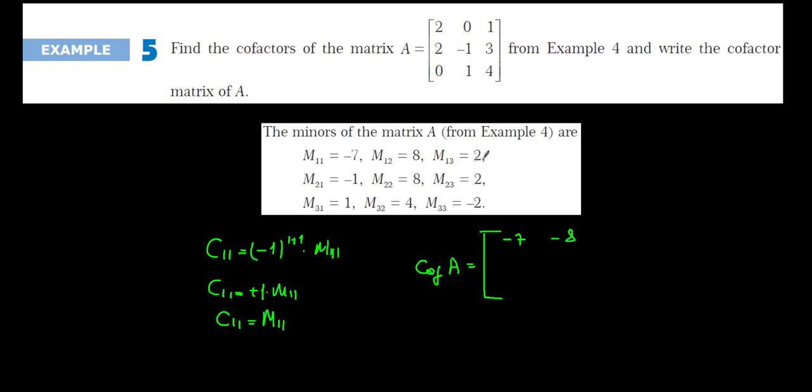If the sum is even, you directly take it. If the sum is odd, you make it negative. Sum even, directly take it. Sum odd, get the negative. Sum even, directly. Sum odd, get the negative. Sum even, directly you get it. So this is the cofactor matrix of A.